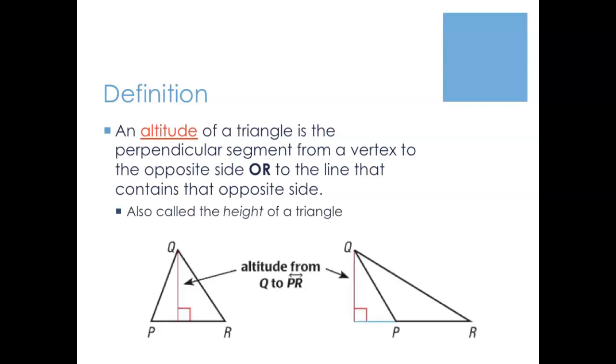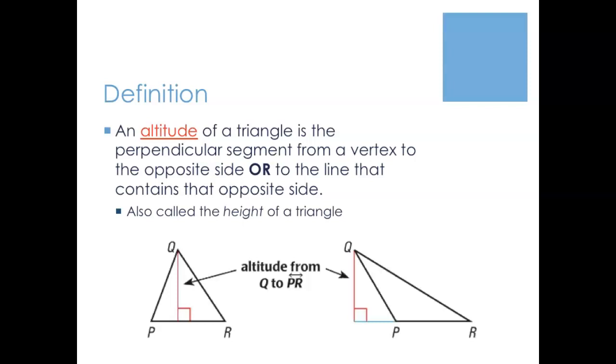So here are some examples. If you look at the triangle on the left, triangle PQR, you can see that the altitude is drawn, that red segment there, and you can see how this is perpendicular to the opposite side PR coming from point Q. Now, you can also see in the triangle on the right that this altitude that's drawn is outside of the triangle. So in this case, we have an obtuse triangle, and if you draw from point Q and you want to draw a line that is perpendicular to the opposite side, the only way you can do that is to extend PR out with that blue line there in order to draw that.